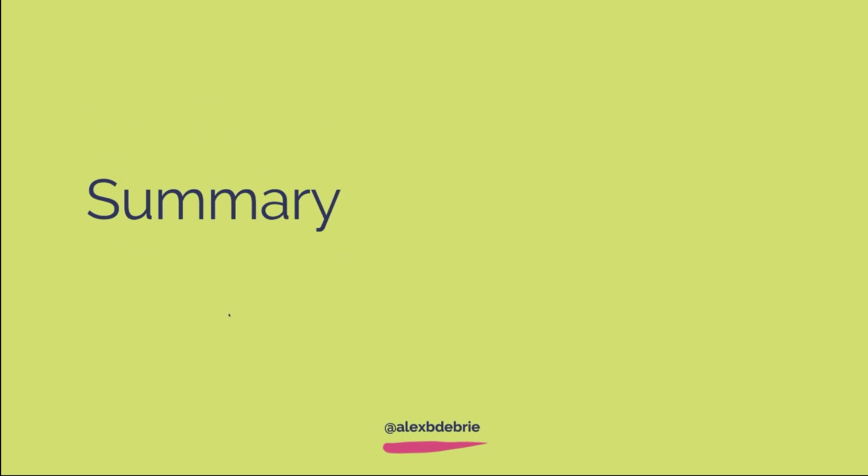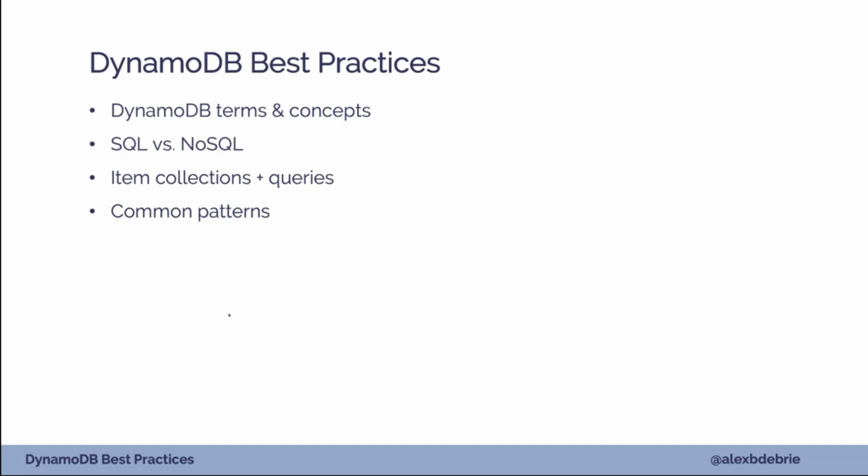All right, that's what I have. So just a summary in terms of what we covered. First we went through terms and concepts on DynamoDB, walked through those 4 common terms, a little bit about primary keys and what they mean. Then we got into SQL versus NoSQL. We talked about some of those things where DynamoDB is different.